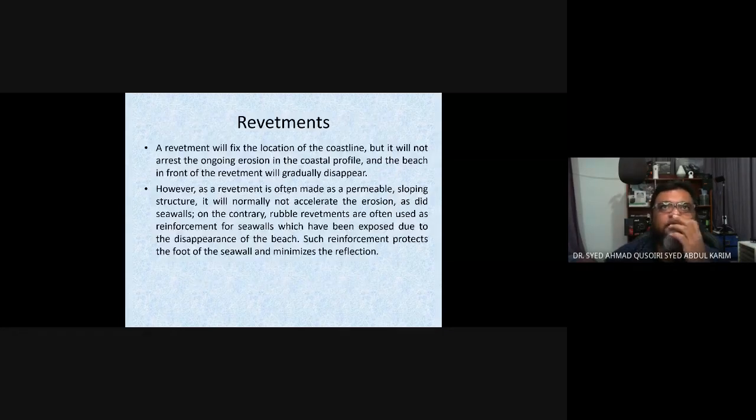So revetment will fix the location of the coastline but will not arrest the ongoing erosion. So it is permeable. Permeable maksudnya boleh ditembusi air lah. Sloping will not accelerate erosion. Dia memperlahankanlah kadar hakisan.